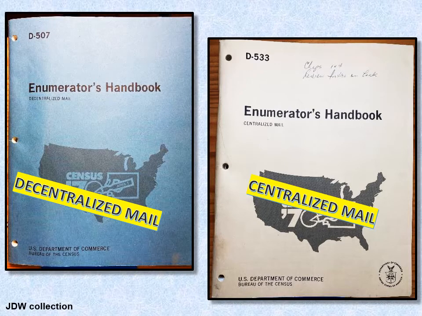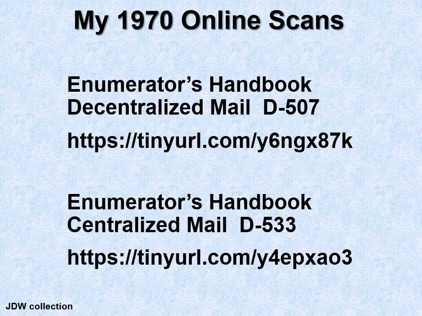Now, I do have 2 enumerator handbooks, one of them for centralized mail, one for decentralized. That centralized mail and the questionnaire was one kit that I wanted. That was the second kit I purchased online. So you can get those handbooks as well. Have a pretty good background. If you're teaching a class in the 1970 census, I would think these are going to be invaluable.